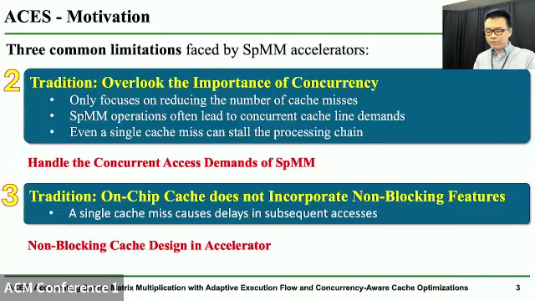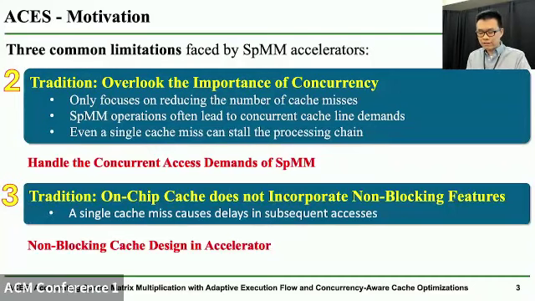Furthermore, the conventional cache replacement policies used in SPMM accelerators aim to reduce the number of cache misses, but overlook the importance of concurrency. In SPMM, it is common to require cache lines of a row or column concurrently. This concurrency means that even a single cache miss can cause delays in the whole processing chain. Moreover, the cache design in current accelerators does not incorporate non-blocking features. As a result, a single cache miss causes delays in subsequent accesses.